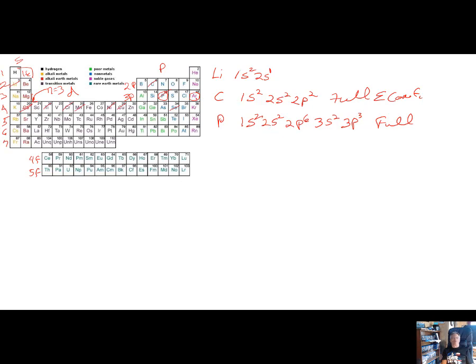All right, let's go all the way over here to argon, which is a noble gas. Let's do argon. We have 1s2, 2s2, 2p6, 3s2, and then finally we fill up the 3p's, so that'll be 3p6. And that is the full electron configuration for argon.